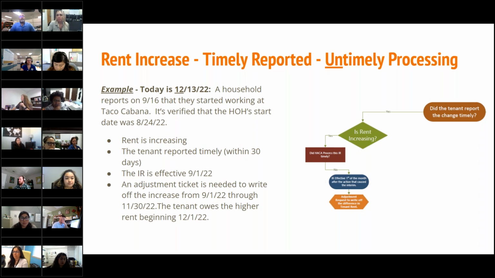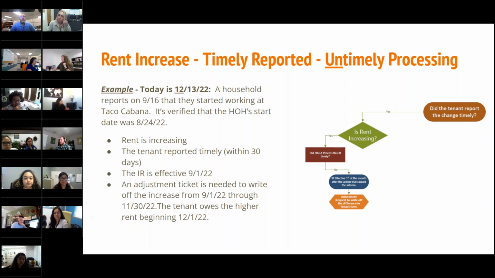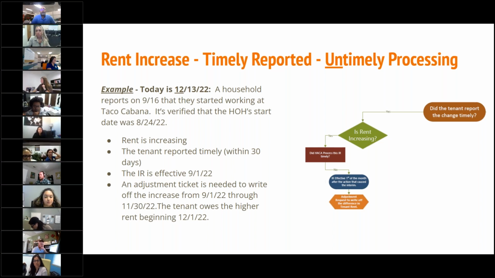So, similar-ish example, rent increase again. The resident timely reported, but we did not process it timely. So here we're saying that today is December 13th, so we're moving into the future. They reported on 9/16 that they started working at Taco Cabana. We verified and they started 8/24. So again, rent is increasing with the new job. The tenant reported timely, so within 30 days. In this case, the IR is effective 9/1/22.